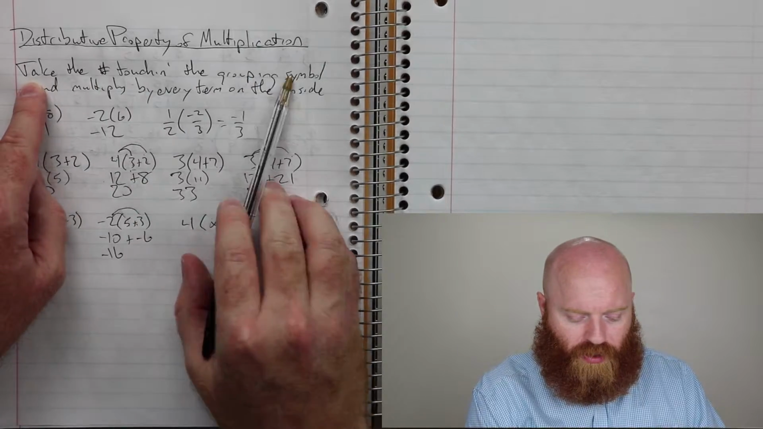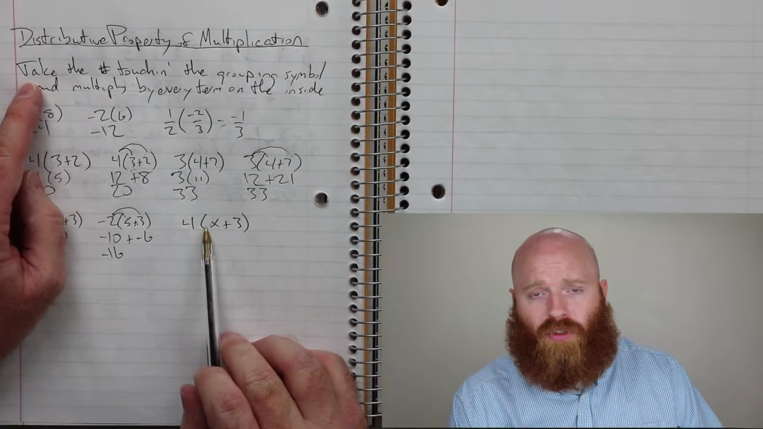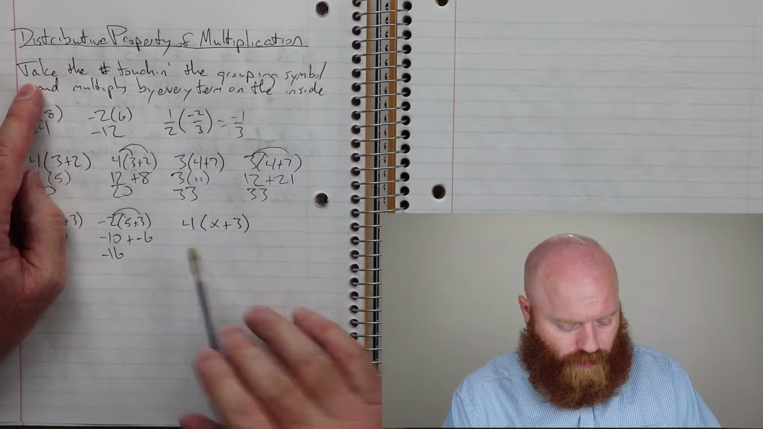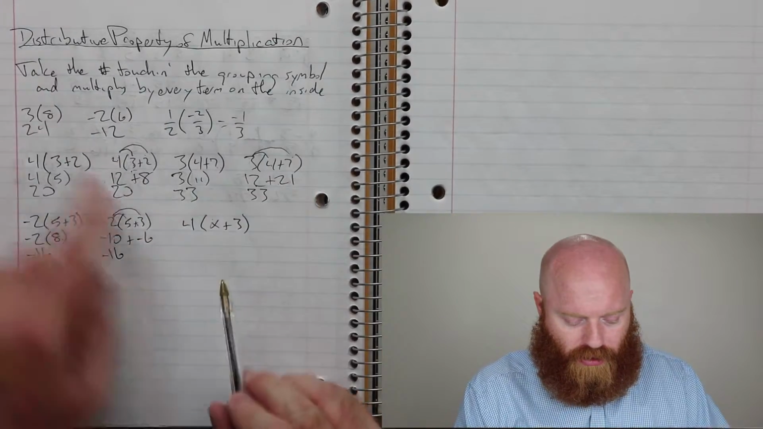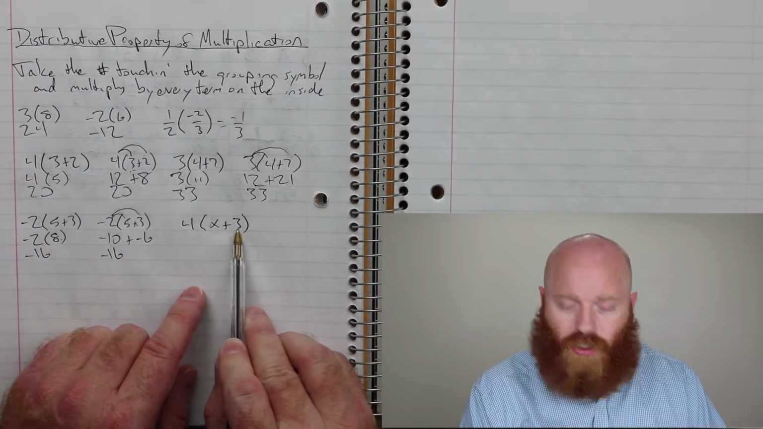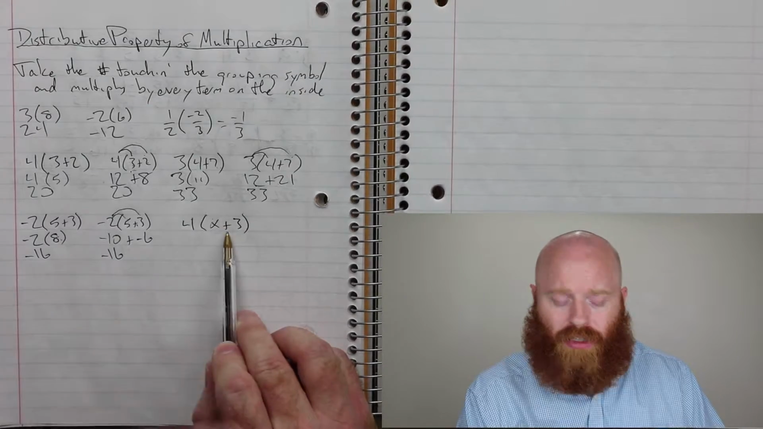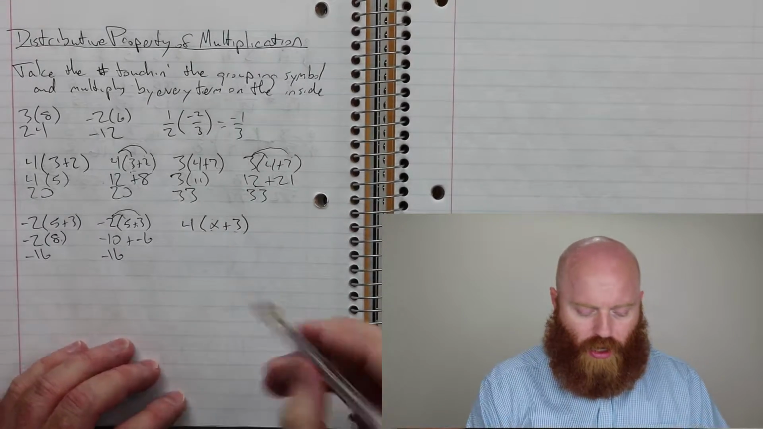Take the number touching the grouping symbol. I don't care if it's parentheses, brackets, braces, whatever. And we'll practice some of those. And then multiply by every term on the inside. This would be a term, x, and then 3 would be the other term. A term is everything in between a plus and a minus and an equal sign. So that's a term and that's a term. Okay, so let's get started.